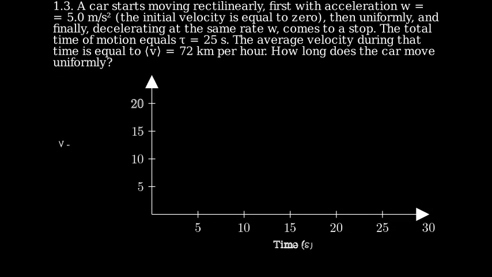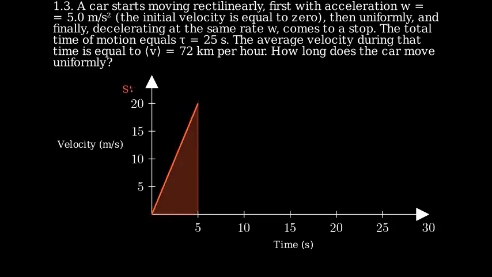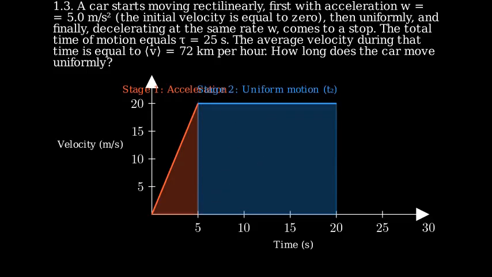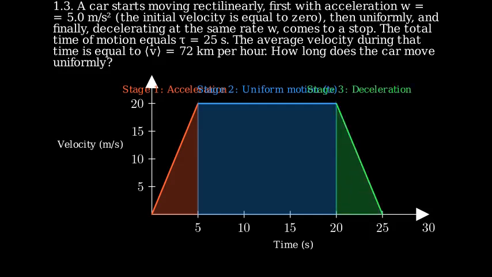Let's begin by setting up our approach to this problem. We can divide the car's motion into 3 stages. First, acceleration from rest to a certain velocity v. Second, uniform motion at that velocity v for some time t_2. And third, deceleration from velocity v to a complete stop. Our goal is to find t_2, the time during which the car moves uniformly.